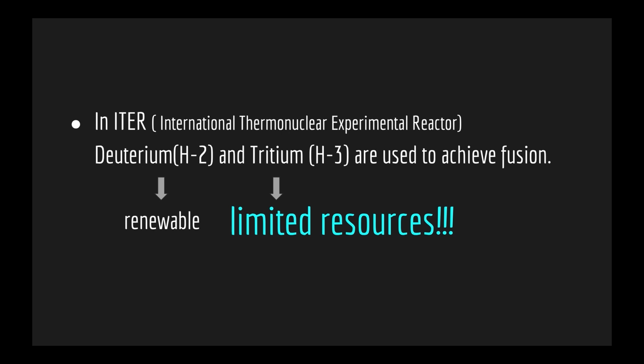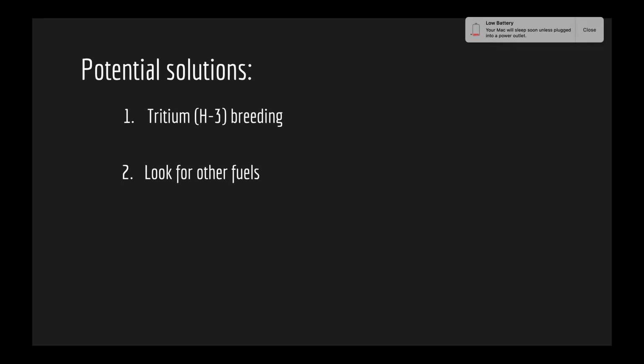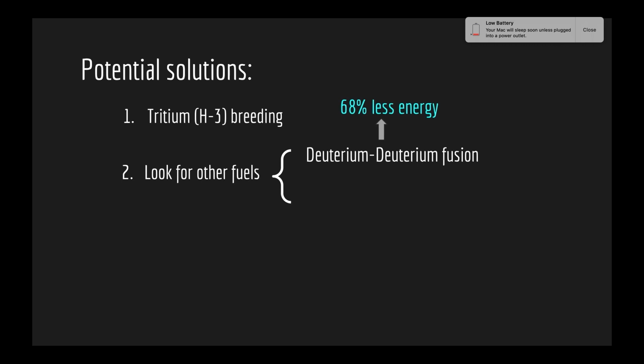So how can we address the issue of limited fuel? First way, it's possible to mitigate this via tritium breeding, which we will discuss later. Or second way, looking for other replaceable fuels. For example, we can use deuterium and deuterium fusion. It's renewable, but is estimated to produce 68% less energy.